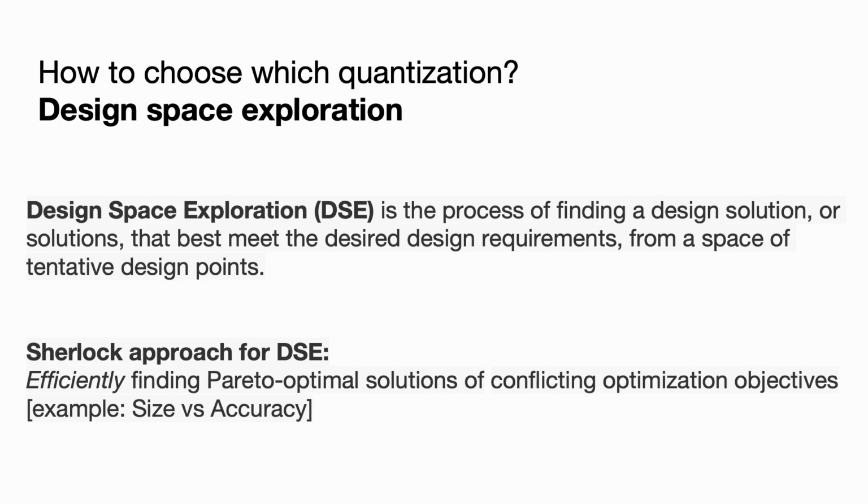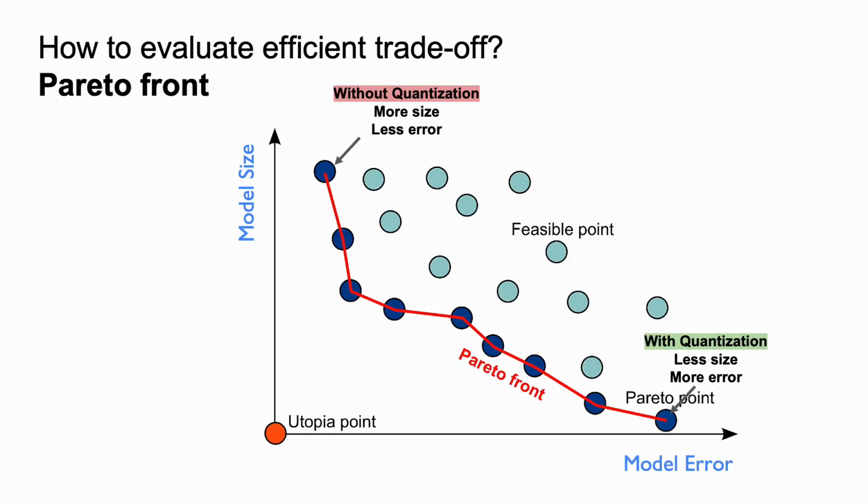Unfortunately, quantization is not an easy job because there are lots of design choices. The process of finding design solutions from a design space is called design space exploration, or DSE. What Sherlock, which is a modern model of Sherlock-Q, does is minimize the total consumed time for DSE and show the trade-off relationship such as size versus accuracy, which is called a Pareto graph.